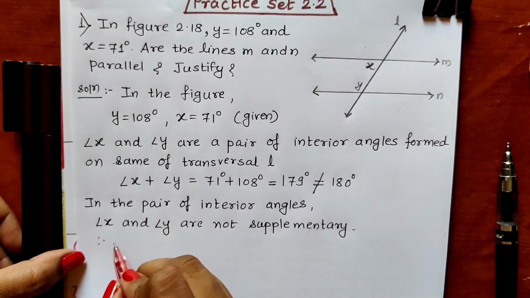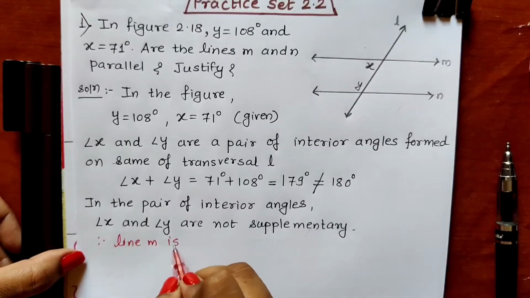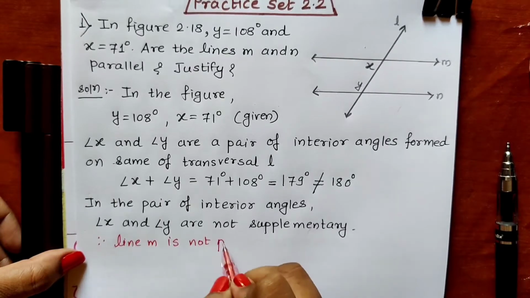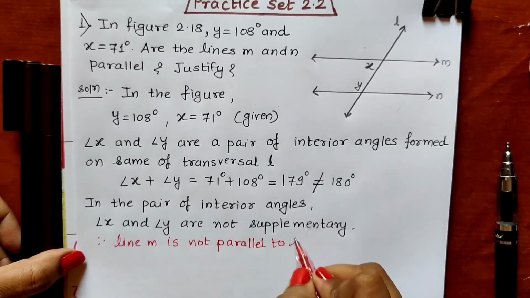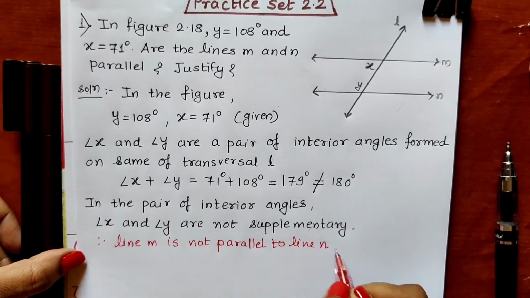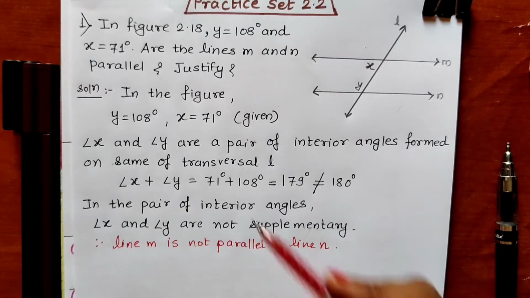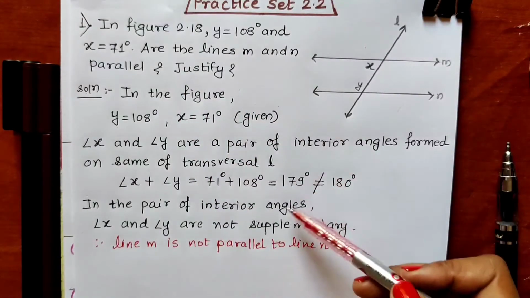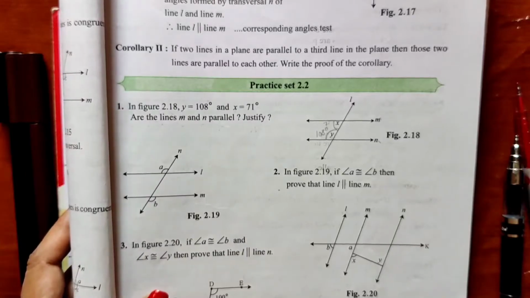Therefore line M is not parallel to line N. In this way we have to write the solution, and we have justified the answer by writing all these reasons. Now next question, question number 2.